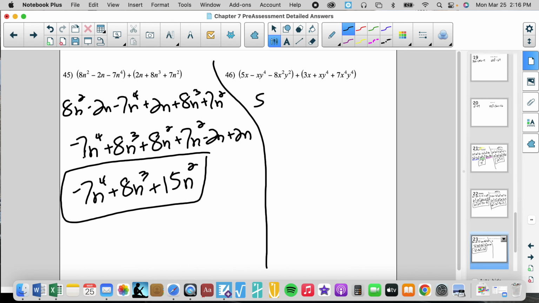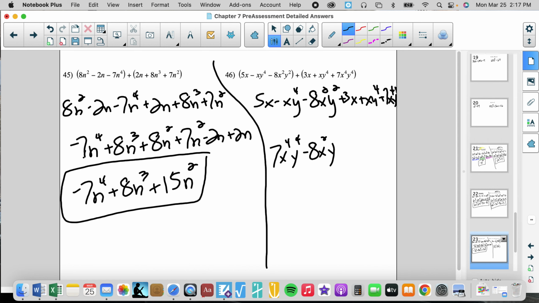Ooh, oh baby, 5x minus xy to the fourth. Probably not the best problem to not have any space. X squared y squared plus 3x plus xy to the fourth plus 7x to the fourth y to the fourth. So you're going to get 7x to the fourth y to the fourth. You're going to have minus 8x squared y squared. You have negative xy to the fourth. You have plus xy to the fourth.